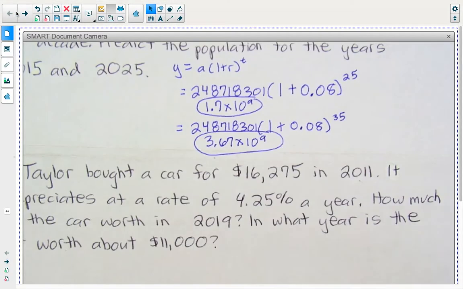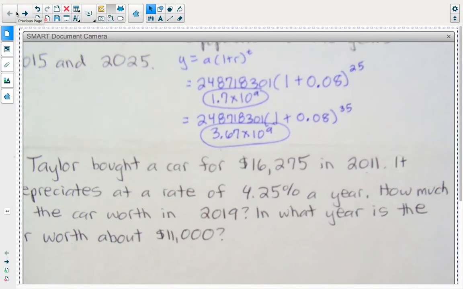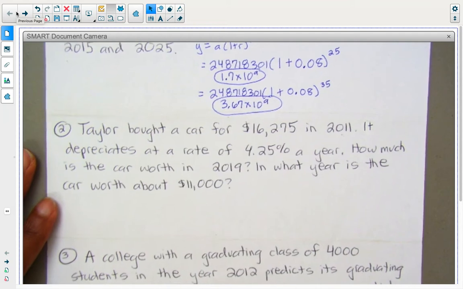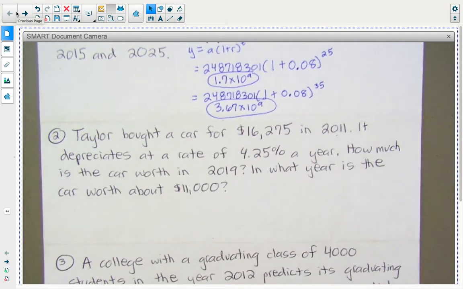So the next one coming up, Taylor bought a car. So let me zoom out so we can see everything. Okay, here we go. Taylor bought a car for $16,275 in 2011. It depreciates at a rate of 4.25% a year. How much is the car worth in 2019? And in what year is the car worth about $11,000?